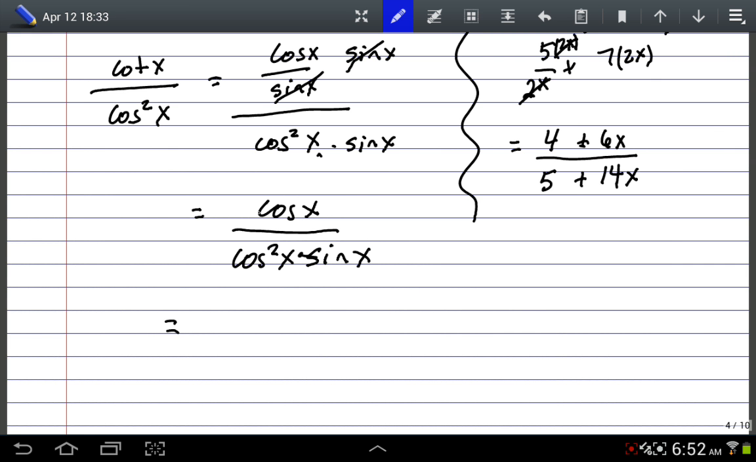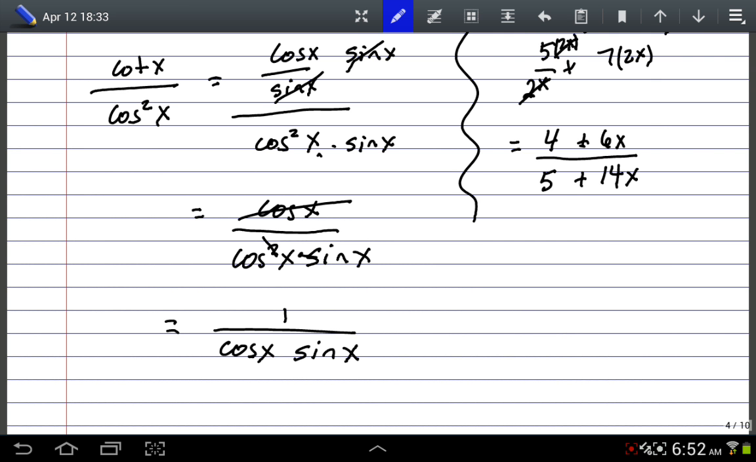So I'm going to use this little nifty trick. I'm going to cancel out cosine. And down here, what can I do? Just cancel out the 2. Does that make sense? So now, what's left in the numerator? 1. All right, so we got 1 times, and we're left with cosine x times sine x.